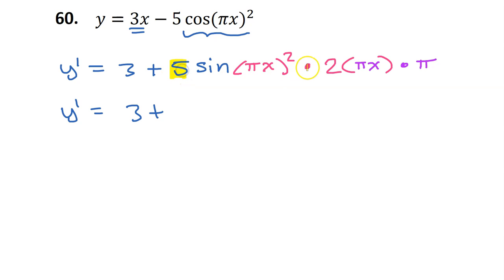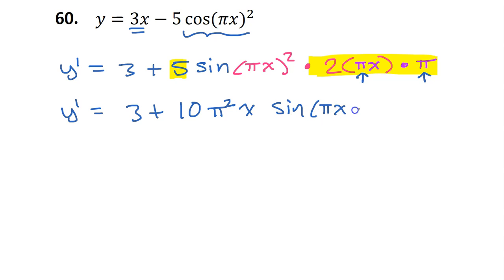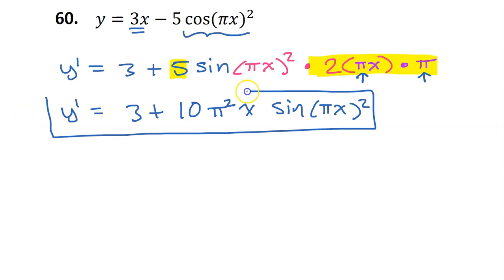So all of this stuff that's outside of the sine function can be sort of combined. So I've got the 5 times 2, so I'm going to have a 10 sitting here. But then I've got a pi here, and I've got another pi there. So that's going to be pi squared, and then we've got the x sitting there. So I've got 10 pi squared x, all of that in front of sine pi x squared. So this would be a decent version for your answer.